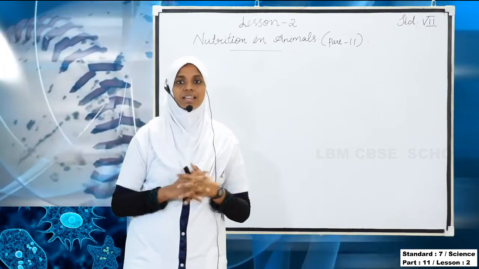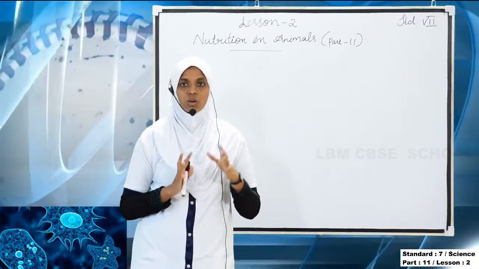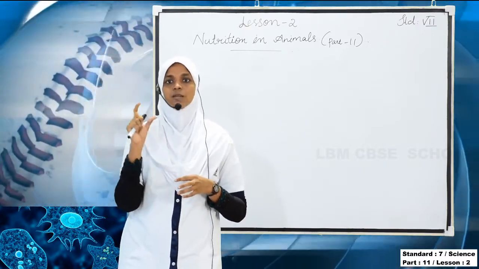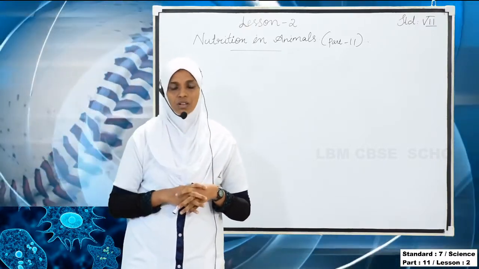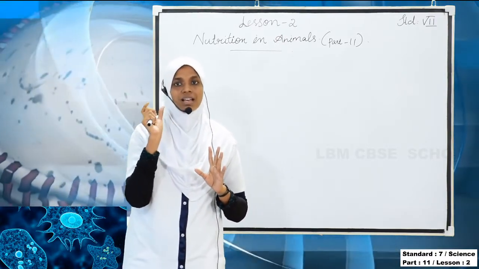So, in the previous class, we discussed the small intestine. What is the special part in the small intestine? It is the villi. Villi help to increase the surface area. And we also learned about the process of assimilation.